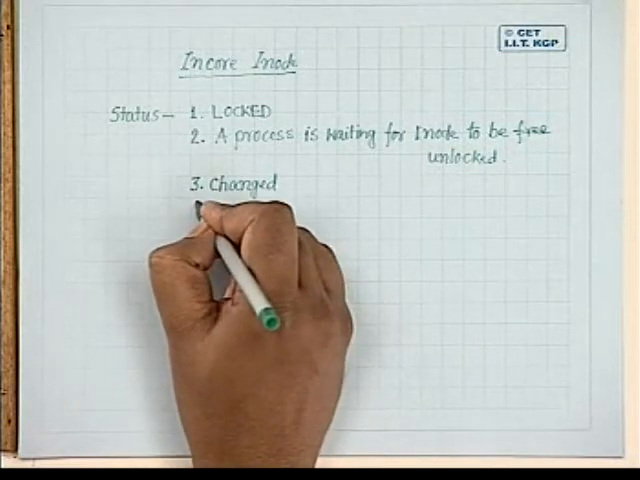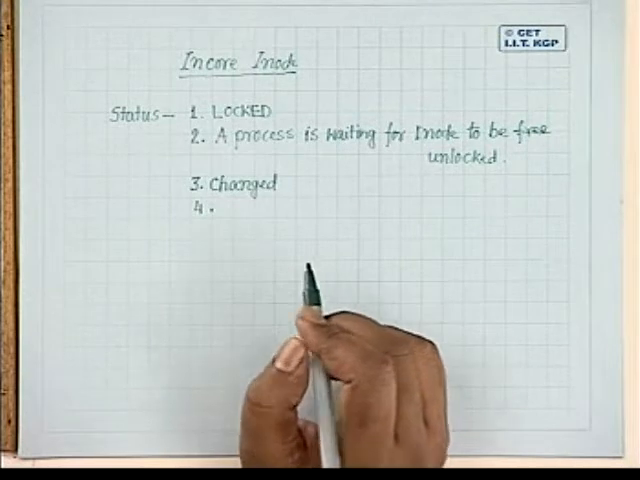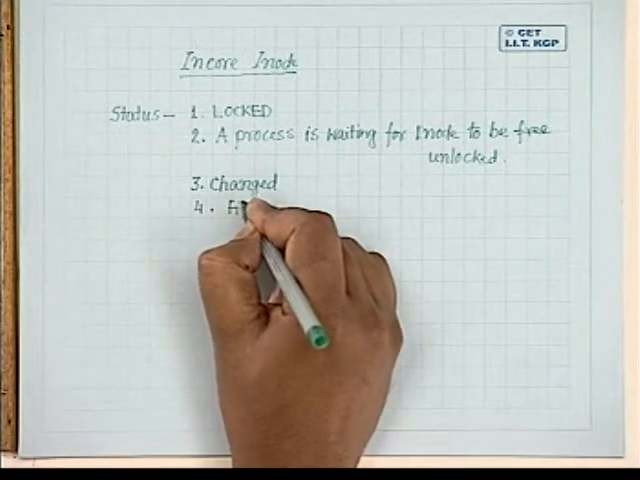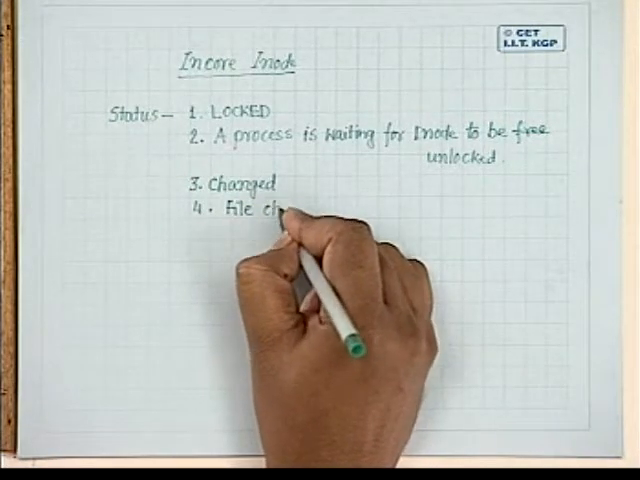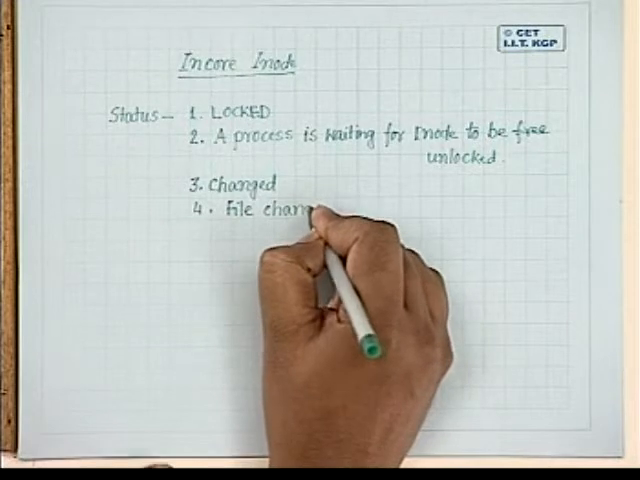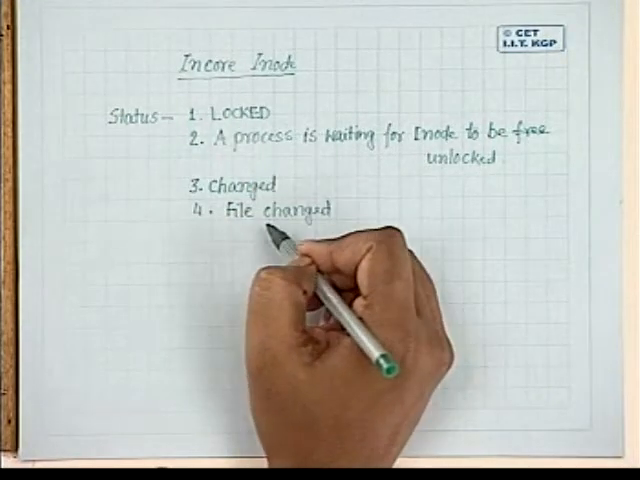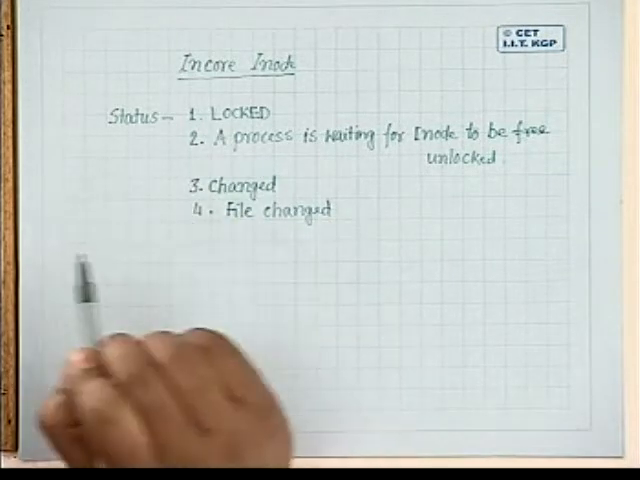Then the fourth information that has to be present is whether the file corresponding to this inode is changed or not. So all this information is to be present in the status field of the in-core inode. This information is not there in the disk copy.